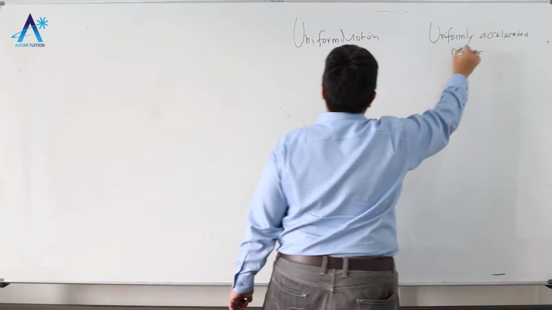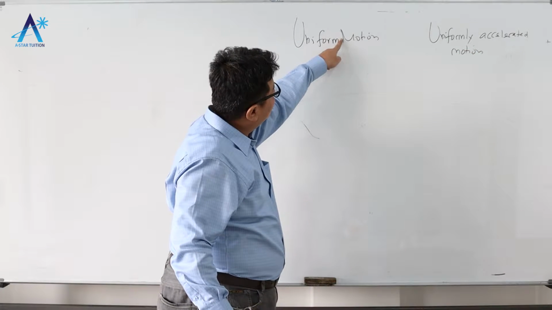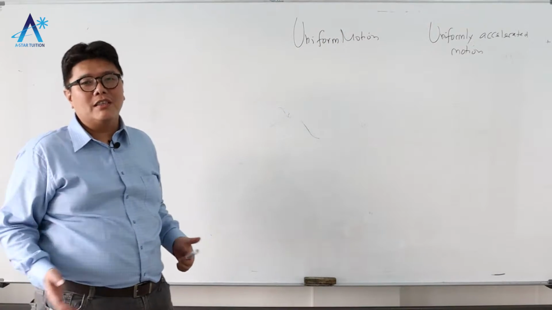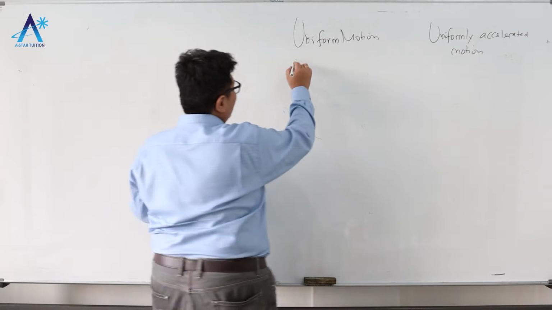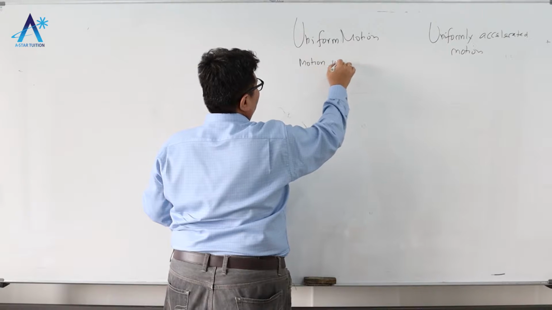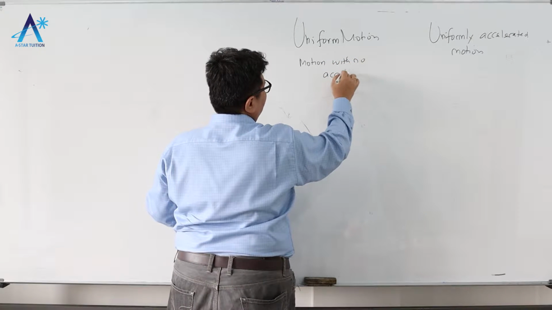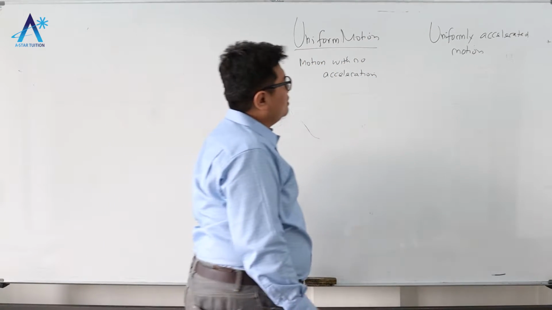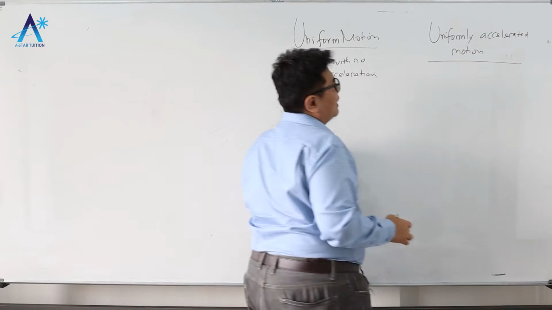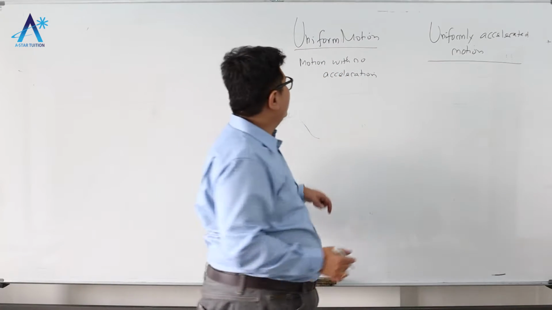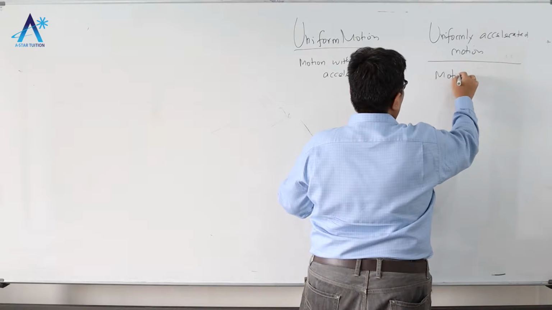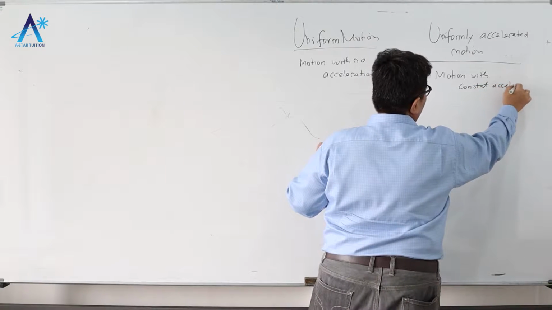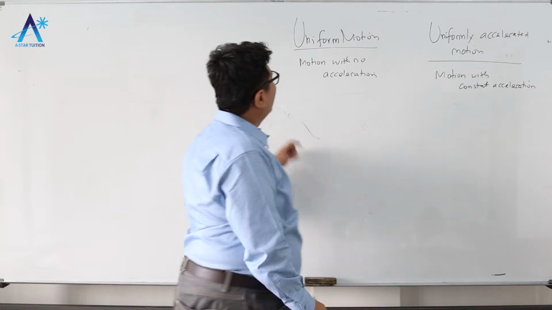Now, what are they? Uniform motion, as the name suggests, is a motion in which the velocity is constant. So there is no acceleration. So this is motion with no acceleration. Uniformly accelerated motion, as the name suggests, the acceleration is uniform, so constant acceleration. So this is a motion with constant acceleration. Now let's discuss this one by one.